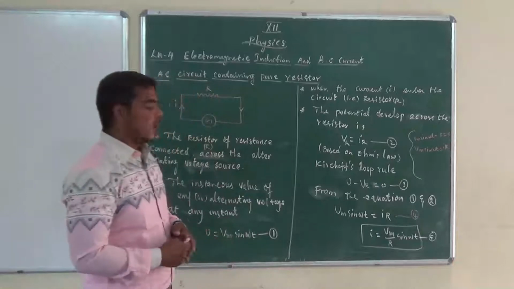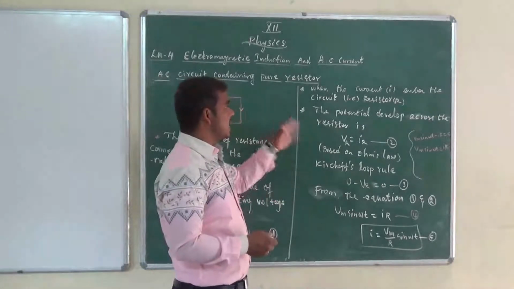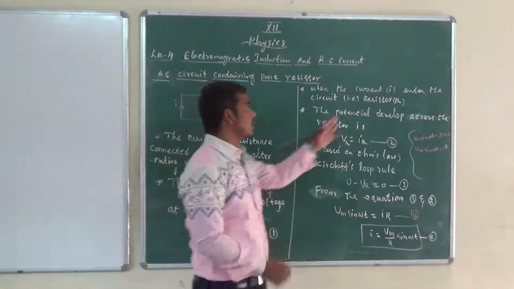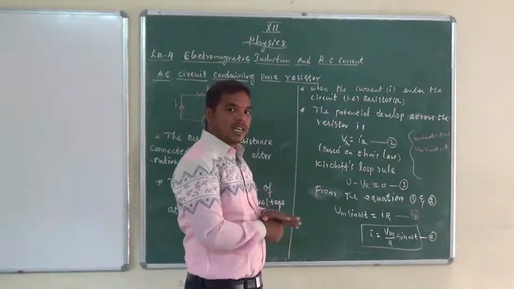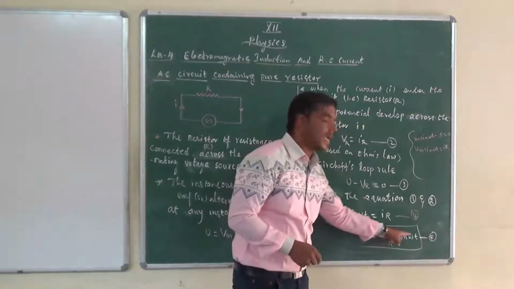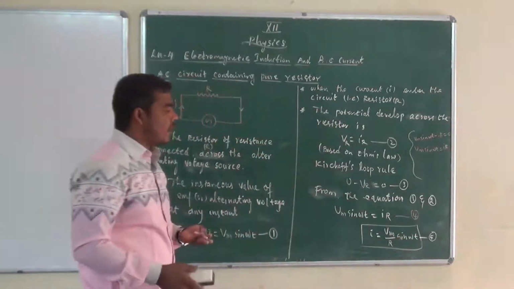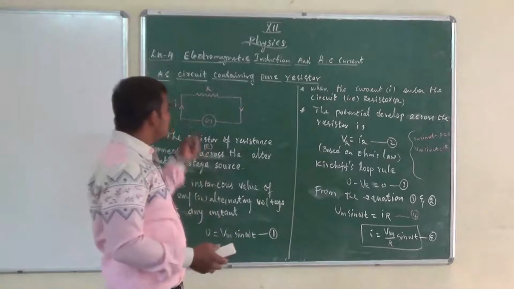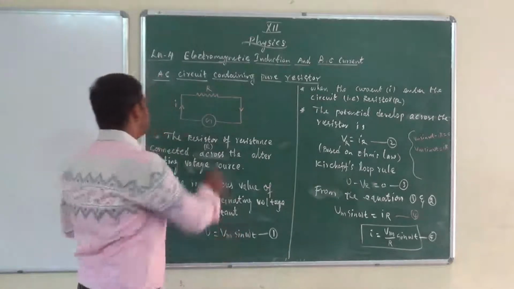So what is equation number 5? It means when alternating current enters through the circuit consisting of a resistor, the potential develops across the resistor. So what is the current? I is equal to Vm by R sin omega t. Next, use this equation number 5. Any doubt for this diagram? No.